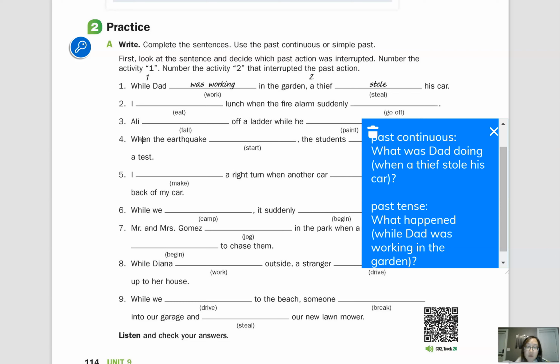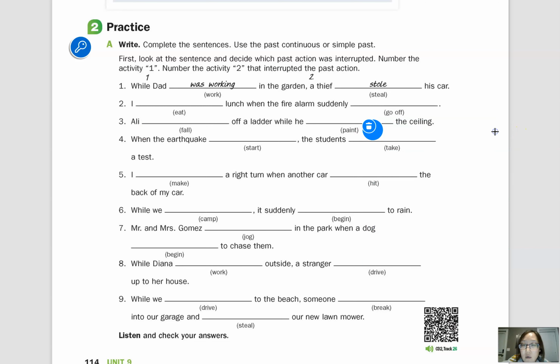Okay, so let me close this one. Okay, so for number 2, you can ask, what were you doing when the fire alarm suddenly went off? Or you can just say when the fire alarm went off. What were you doing when the fire alarm went off? And of course the short answer is I was eating lunch. Or you can ask, what happened while you were eating lunch? What happened while you were eating lunch? And the short answer is the fire alarm suddenly went off. Okay? And then number 3, you can ask, what happened while Ali was painting the ceiling?